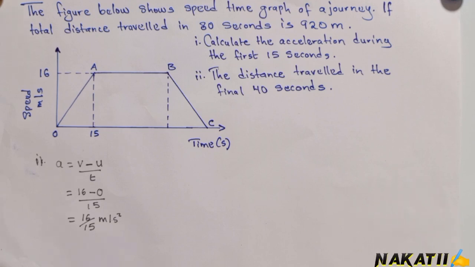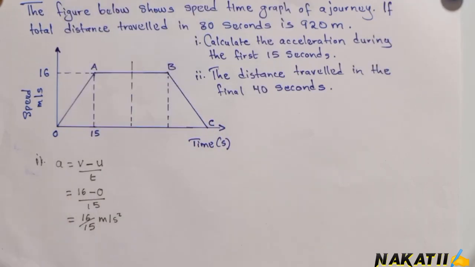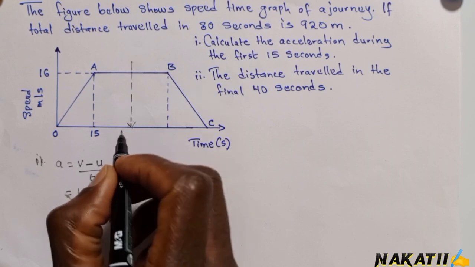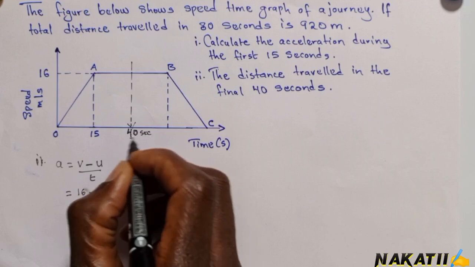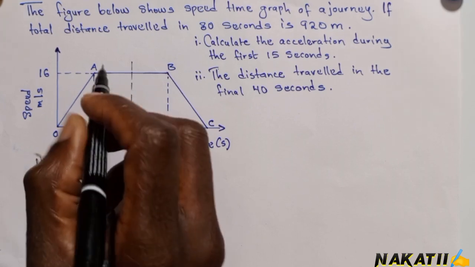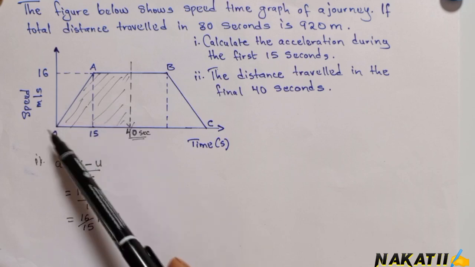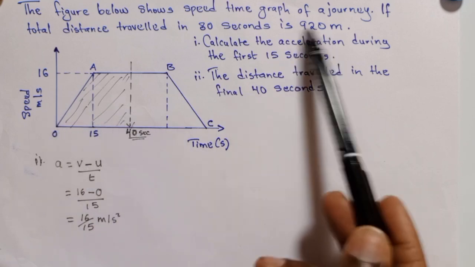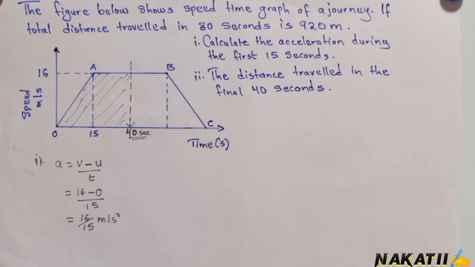Then we come to part B, Roman 2 of the question. It says the distance traveled in the final 40 seconds. You can come up with a line here and say this is where 40 seconds is. Therefore, we can get this area here. After getting this area, this is the distance traveled in the first 40 seconds. Then if we subtract it from 920, it will give us the distance traveled in the final 40 seconds.